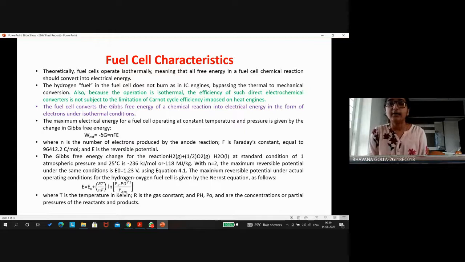And here we have used E is equal to E naught plus, because we have taken the reactants on the top and the product on the bottom. If we reverse this, it becomes E is equal to E naught minus RT by nF ln of partial pressure of H2O divided by partial pressure of hydrogen times partial pressure of oxygen. Next slide.